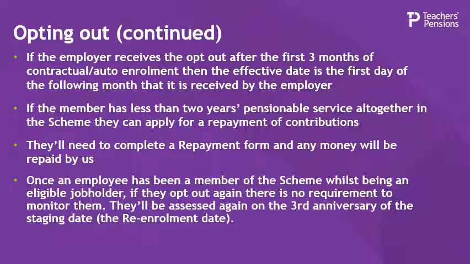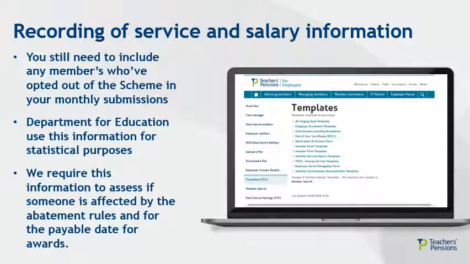Once a member has become an eligible job holder and they opt out of the scheme, you don't need to monitor them until your next re-enrolment date. It's really important that any member who is eligible to be in the Teachers' Pension Scheme must be included on your monthly data collection or monthly contributions reconciliation file. This is in compliance with the scheme regulations, even if they opt out of the scheme. This is because, as an employer, you have to provide information for anybody who's eligible to be in the scheme, regardless of whether they are paying contributions or not.